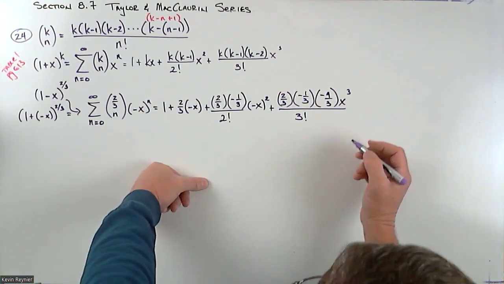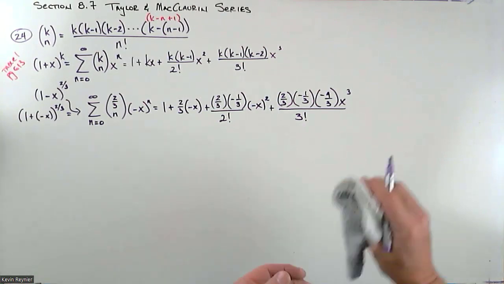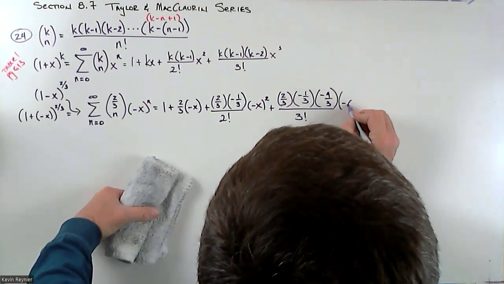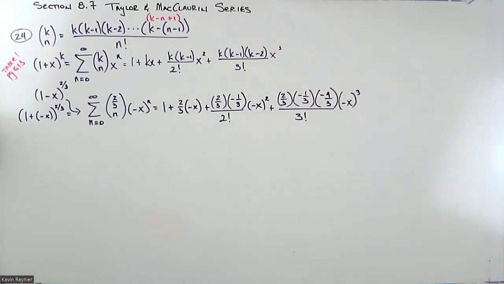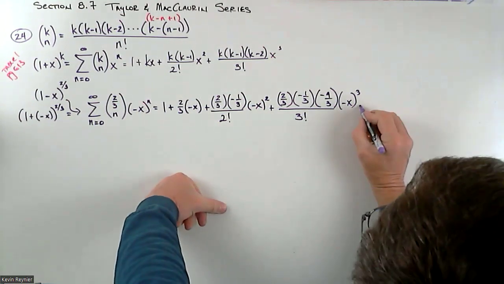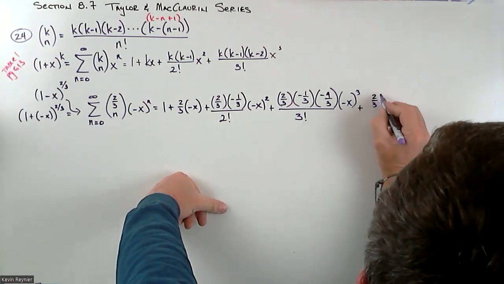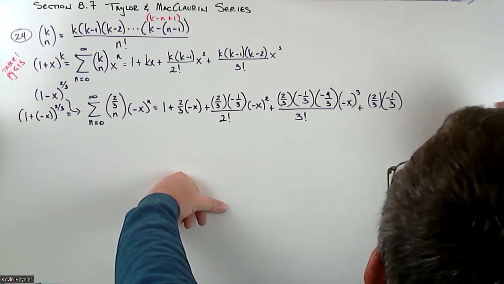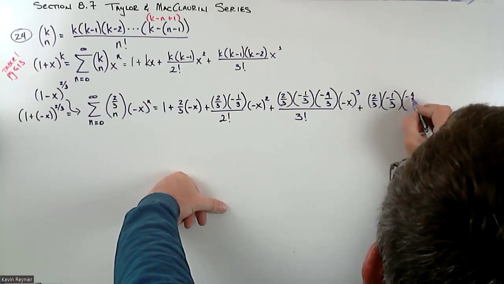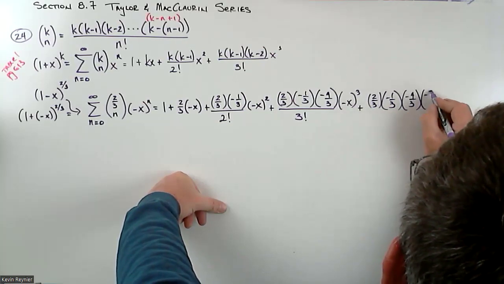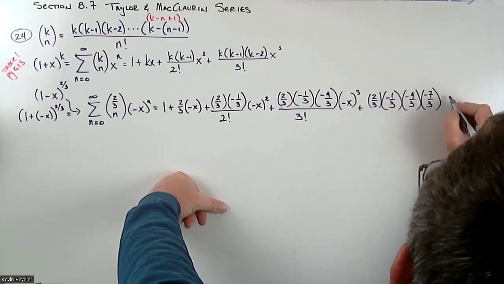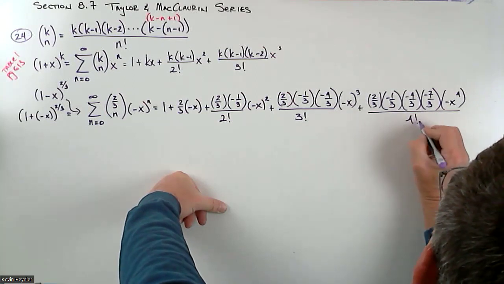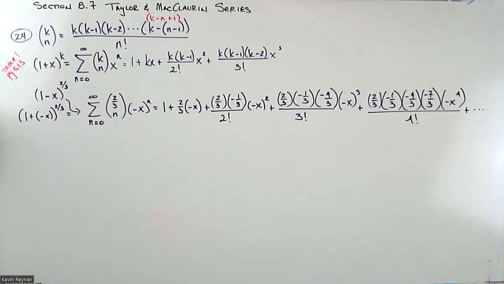Oh wow, that was almost a dire mistake, wasn't it? Yeah, I hear you yelling. That's not x cubed, that's negative x cubed. If we do one more term, we're going to have 2/3, negative 1/3, negative 4/3, negative 7/3. We're going to have negative x to the 4th, and 4 factorial, and this is just going to keep going and going and going.